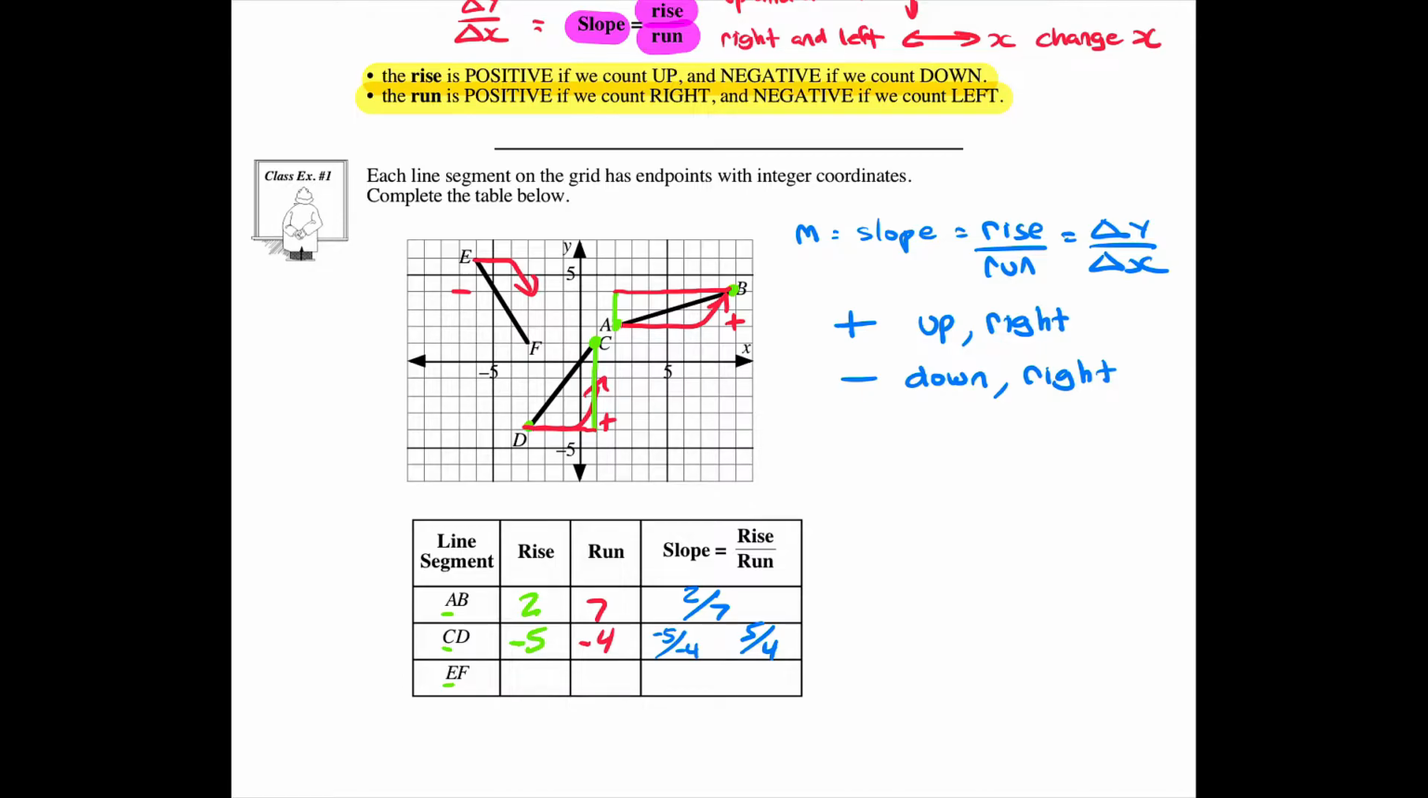So let's deal with line segment E and F. In this case, I'm coming down 1, 2, 3, 4, 5 to get down to there, and because it's downwards, it's negative 5. And then I'm moving to the right, 1, 2, 3 to get over to F. To the right is positive. So now what I have is negative 5 over 3. And this can also be written like negative 5 over 3, like that.